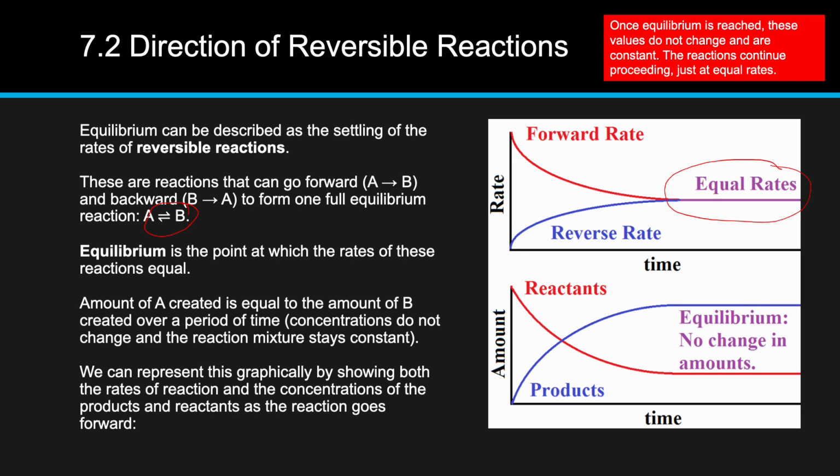The amount of A created, and when you see amount, that's the same as concentration, because you will normally see concentration here and not amount, is equal to the amount of B created over a period of time. So the concentrations do not change once they hit equilibrium. We can represent this graphically by showing both the rates of the reaction and the concentrations of the products and the reactants as the reaction goes forward.